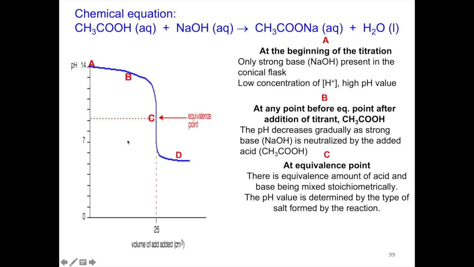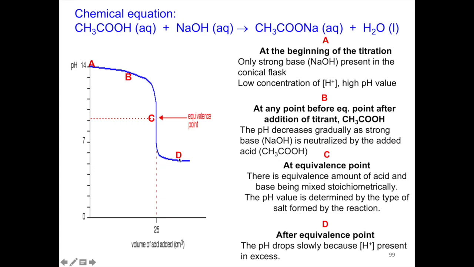Next is D. It is after the equivalence point. At this point, as you continue to add acid, the pH will drop slowly because the concentration of H+ will be present in excess.